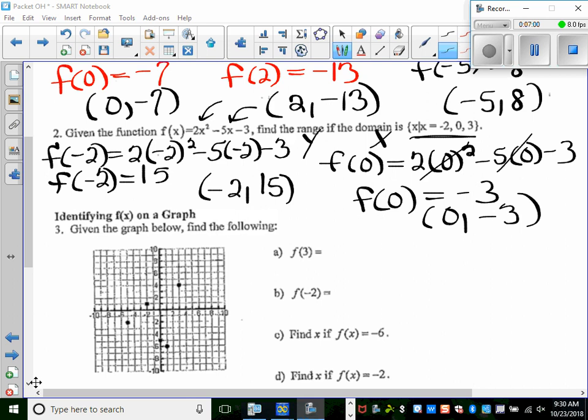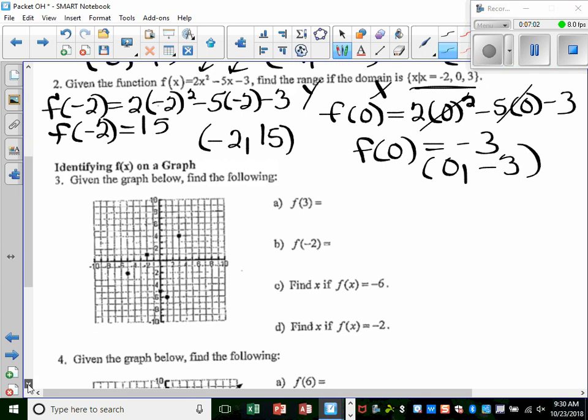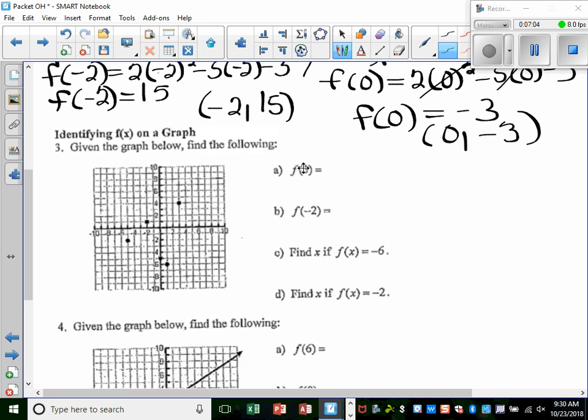All right, so now we're going to take a look at a graph. Based on what value they give us, if you notice in A and B, they're giving us the value for x right here. But in C and D, they're giving us the answer, so they're giving us the values for y.